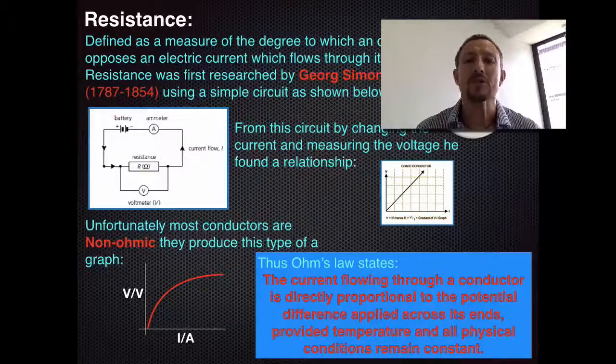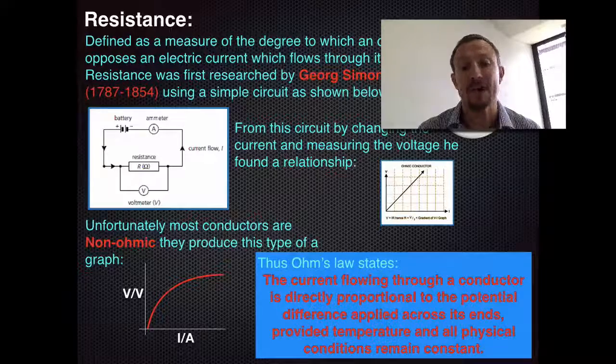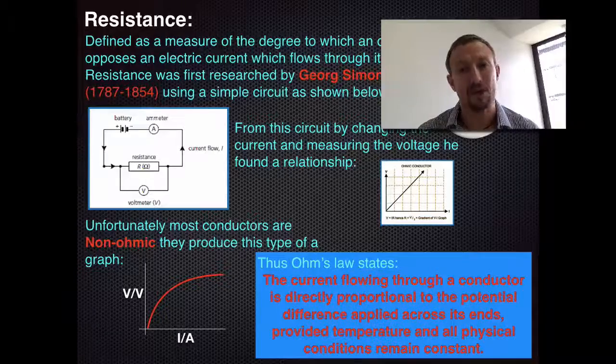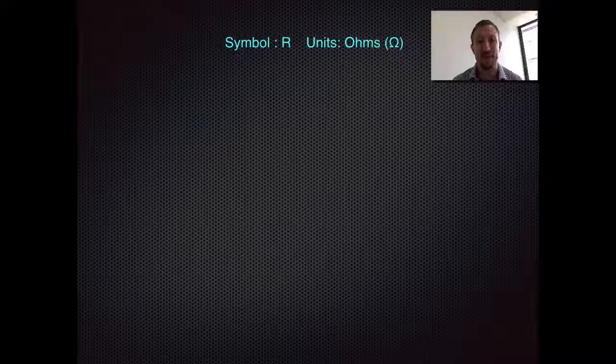So, Ohm's law can principally be stated as the current flowing through a conductor is directly proportional to the potential difference or the voltage which is applied across the ends of that resistor as long as the temperature and all physical conditions remain constant. Now, from this, we get an equation. Now, the symbol for resistance is R, and the units is ohms, and the symbol for ohms is omega, as we can see here.